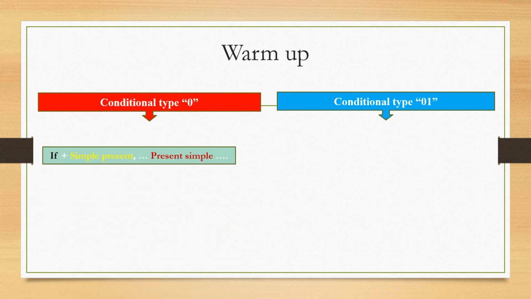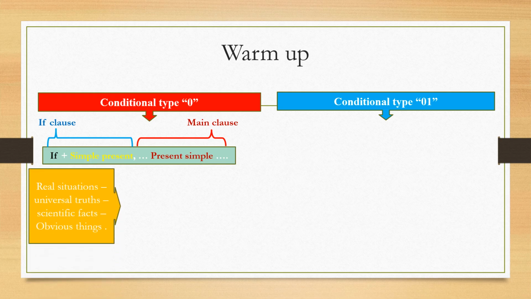This is the form of conditional type 0. If plus simple present, comma, something, and present simple, then something else. You should notice that this is the if clause, and this is the main clause. It is divided into two clauses. So when do we use conditional type 0? We use it in real situations, universal truths, scientific facts, obvious things.